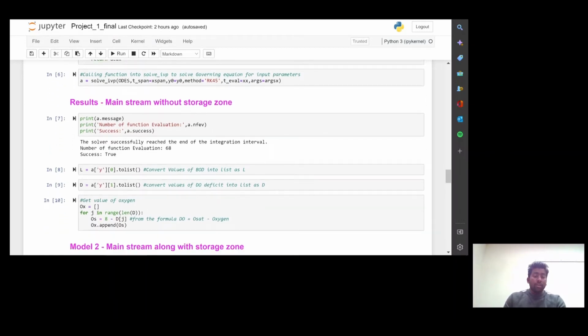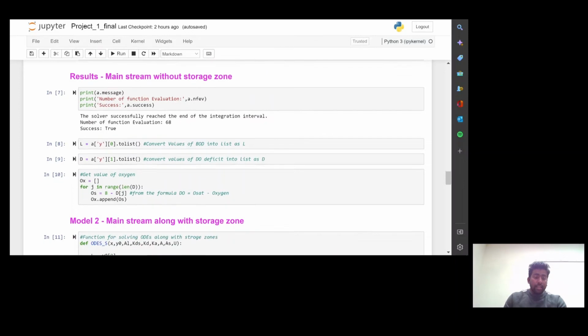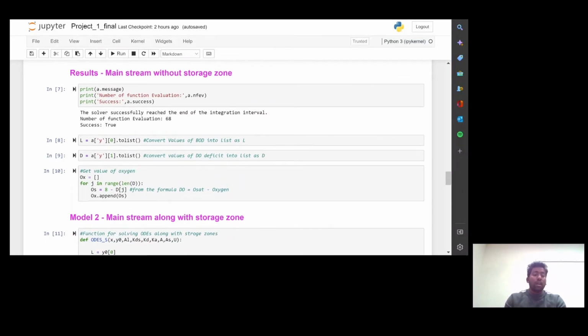And now we are going to convert the array BOD into the list L, and convert the value of array DO into the list D. Now we are going to get the value of oxygen for OX equals to empty bracket, because what we find will get into the bracket, and we are using a for loop j in range length d, OS equals to 8 minus dj, for the formula of DO equals to O saturated minus oxygen.